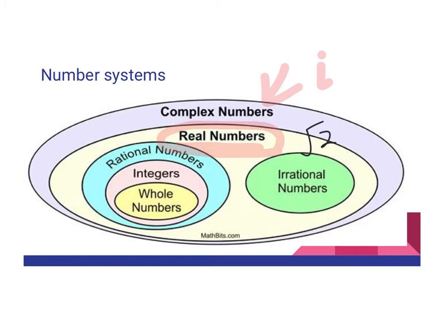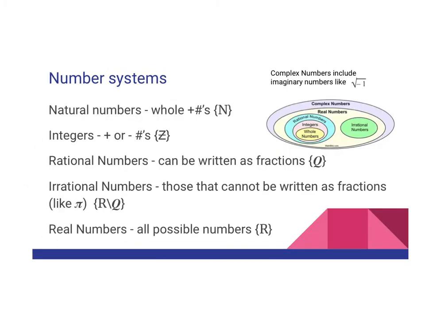Of course, that's why it's an impossible number or a complex number. So we only deal with those in calculus. So each different number system has its own special symbol. Natural numbers or whole numbers are N. Integers, which are positive or negative whole numbers, are Z. Rational numbers, all numbers that can be written as a fraction, are Q.